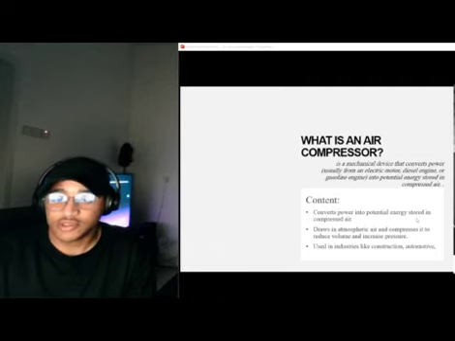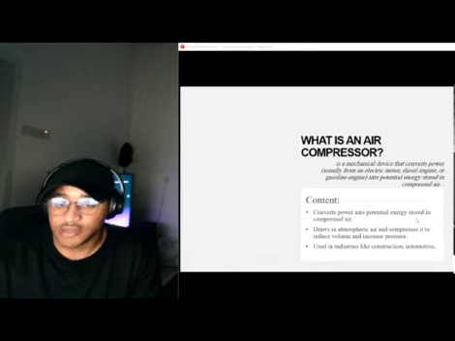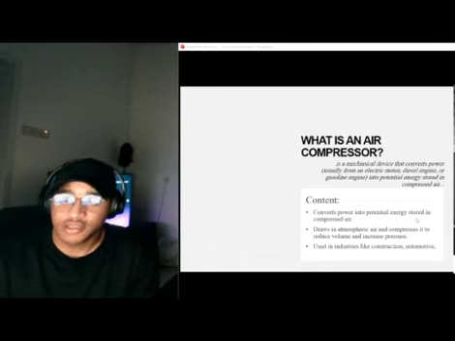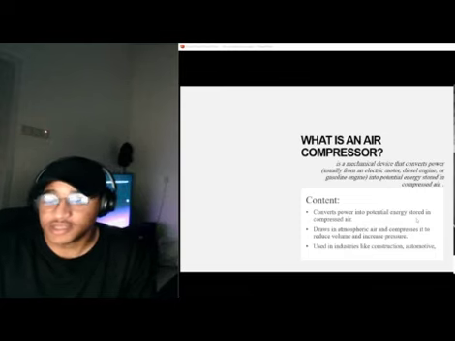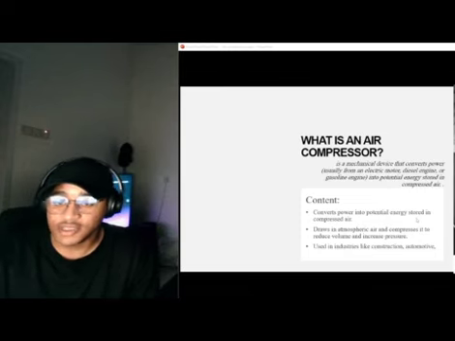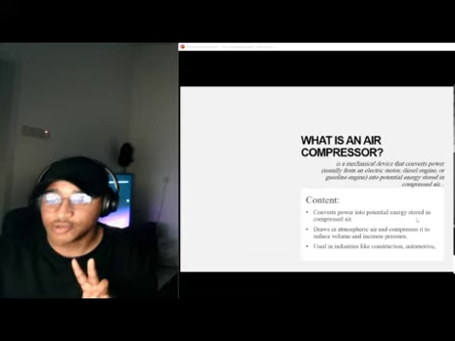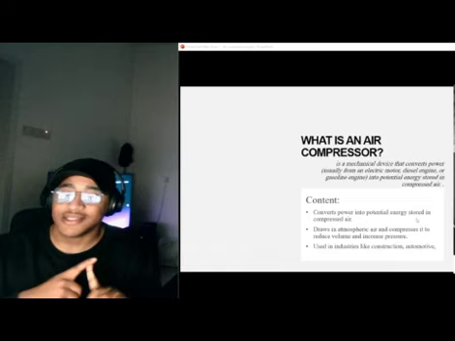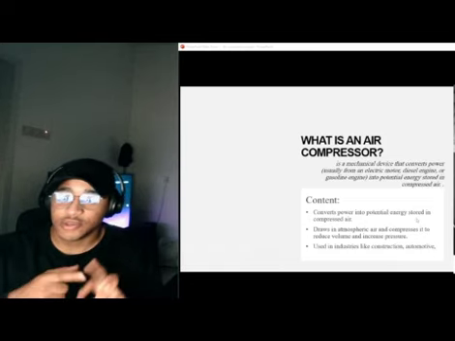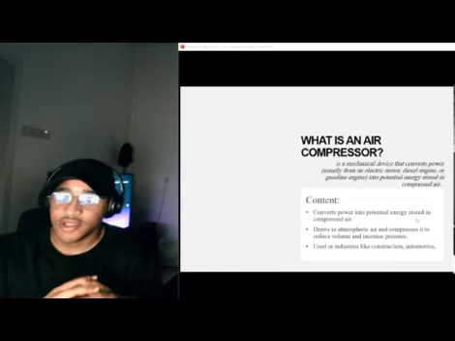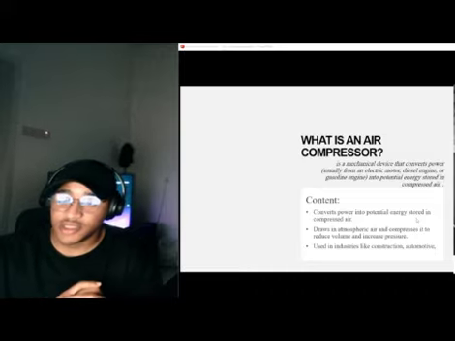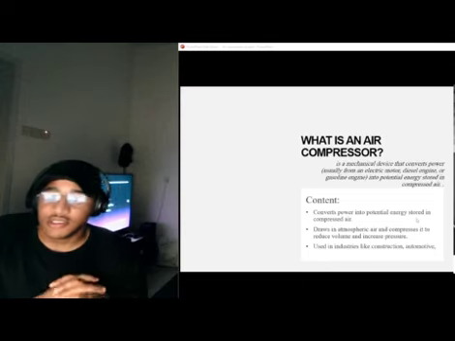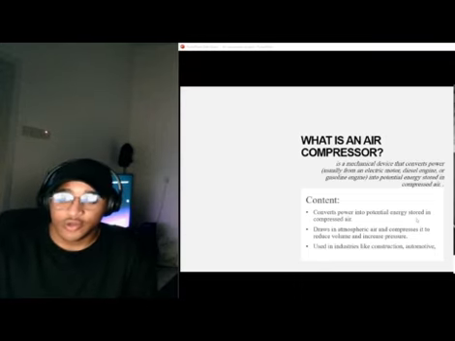The first one is about converting power into stored potential energy. The second one is drawing atmospheric air and compressing it by reducing the volume inside the tank and increasing the pressure, because if we reduce the volume, the pressure will increase. It is used in industries like construction and automotive.